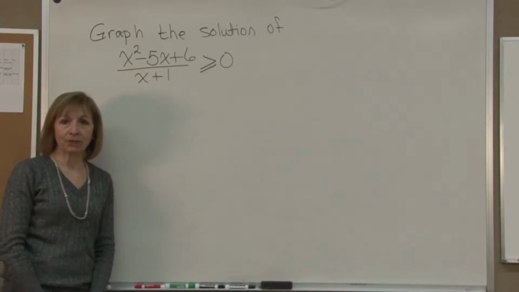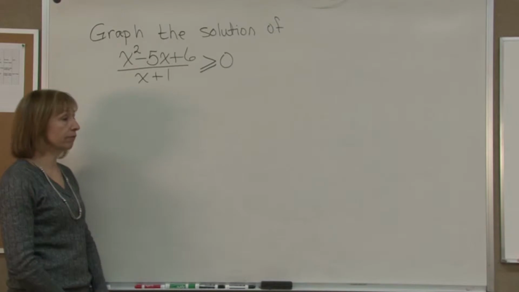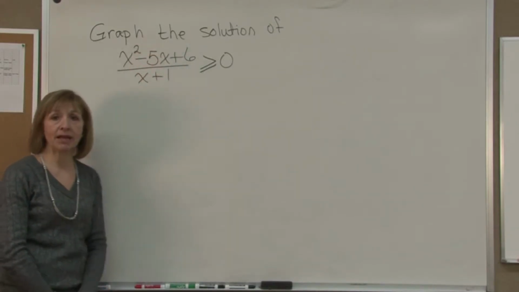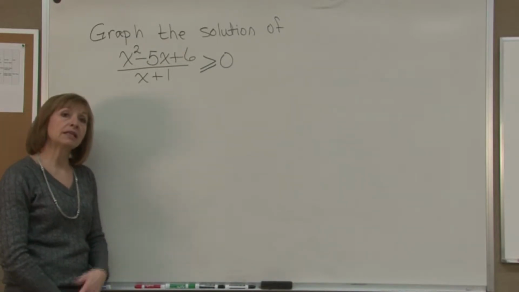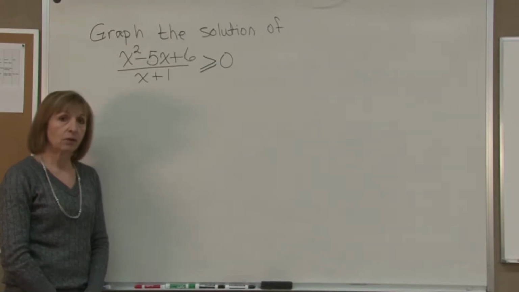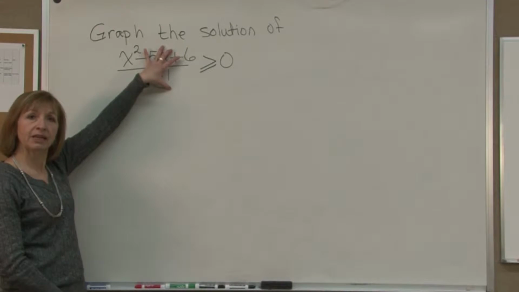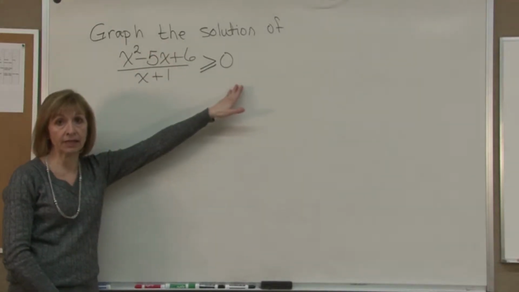There may be times that we are asked to graph the solution set of an inequality that involves a rational expression, that's a polynomial divided by a polynomial. When we are asked to do this, we can deal with this a little bit like we did with the quadratic inequalities. One of the first steps that's really important is to make sure you have the entire expression on one side and then your inequality and 0 on the other side.